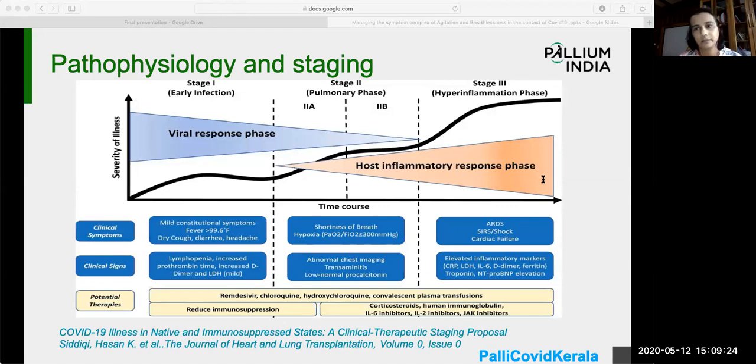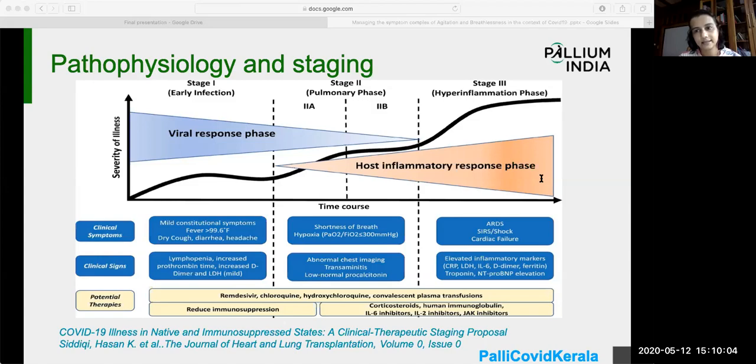Some patients, unfortunately, will progress on to stage 2, or the pulmonary disease, which is divided into stage 2A and 2B, where the patients can present with dyspnea and hypoxia. They can have signs showing abnormal chest X-ray, abnormal blood investigations like transaminitis, and low normal procalcitonin. And then further on, some patients can unfortunately move on to stage 3, which is the more critical stage, where there's a hyperinflammation stage, and they can present with acute respiratory distress syndrome or ARDS, and systemic inflammatory response syndrome or SIRS. Also, death can occur because of cardiac failure.